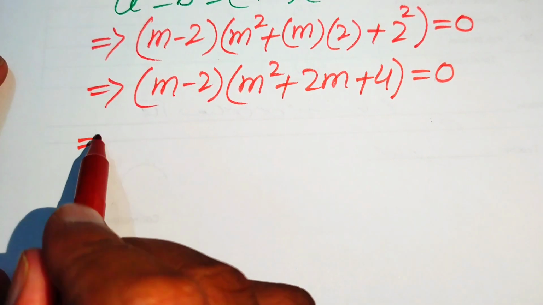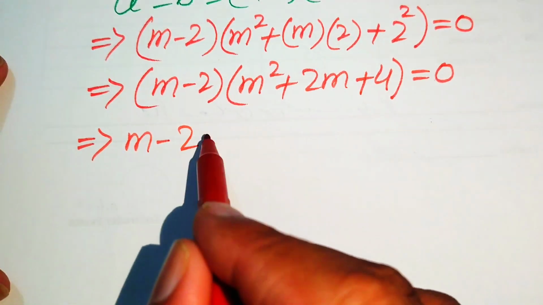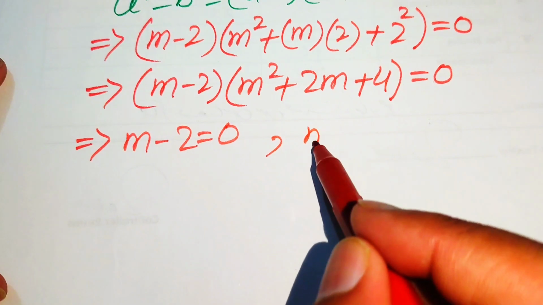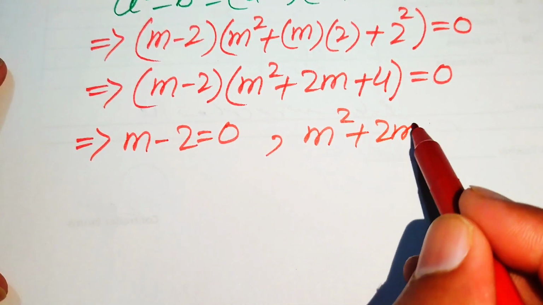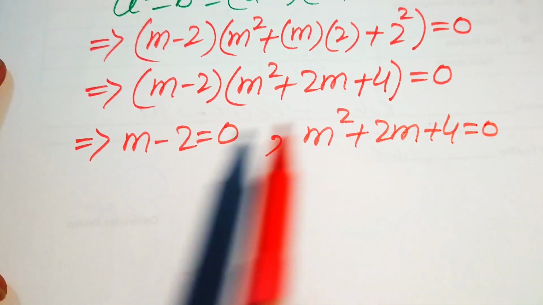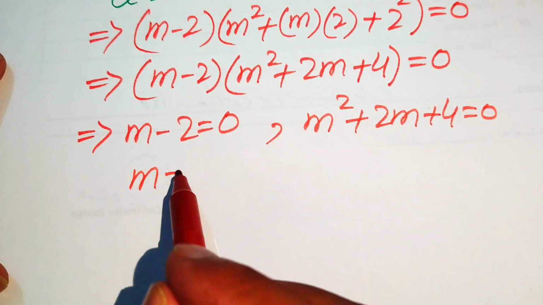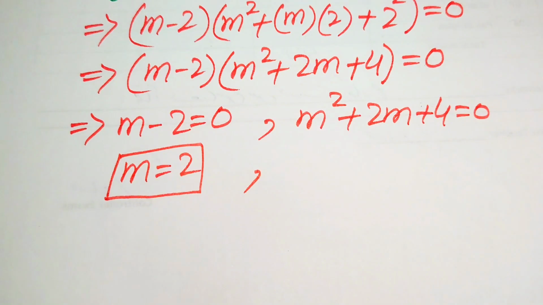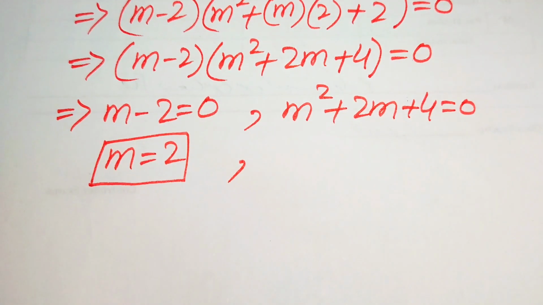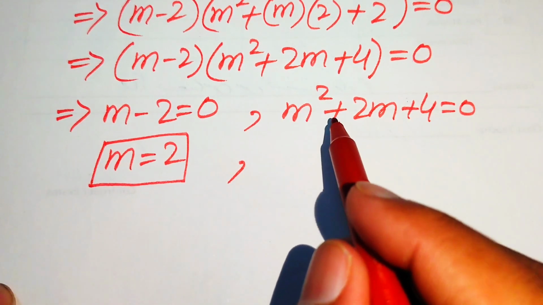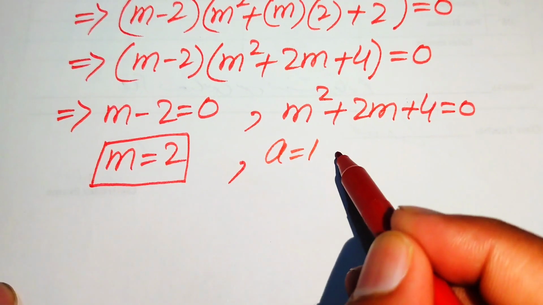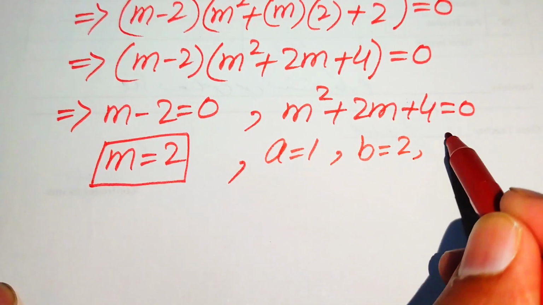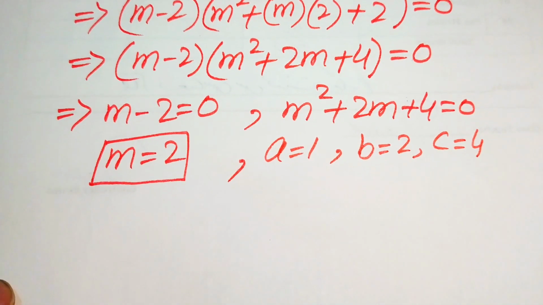So here we divide this equation into two cases. The first case is we take m minus 2 equals 0, and the second case is we take m squared plus 2m plus 4 equals 0. So from the first case we easily get the value of m equals 2, and here we have a nice quadratic equation, so we use the quadratic formula in order to solve this quadratic equation. So first we write the coefficients of this equation, and its coefficients are a equals 1, b equals 2, and c equals 4.